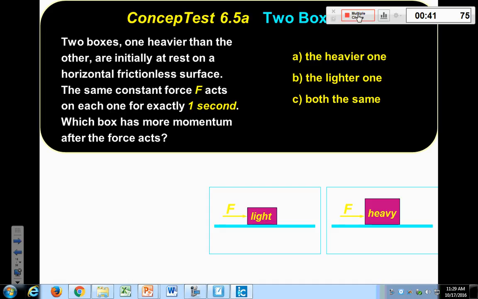Okay, doing sort of okay. There's still about 20 of you that don't have the right answer. Ask your neighbor if you like. And remember, I have a force that's acting on two different objects, the same force for the same amount of time. And I want to know which box then has more momentum after the force acts. I'm going to stop at 105. 105.